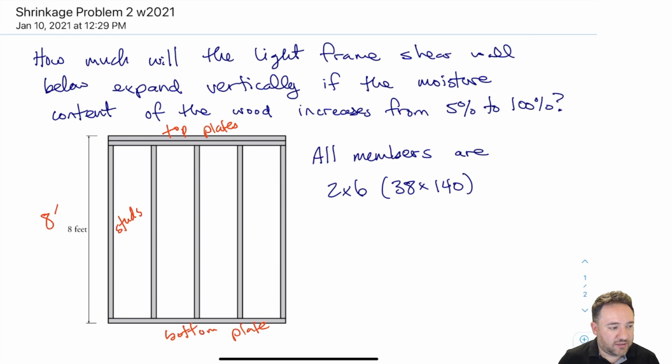What is going to be the vertical swelling? Since we're going from a low moisture content to a high moisture content, we're going to have swelling. Everything's going to get bigger, and we want to know by how much.